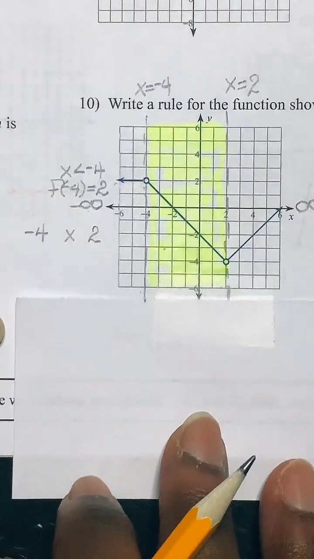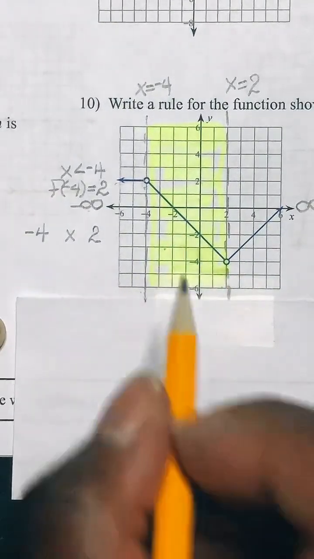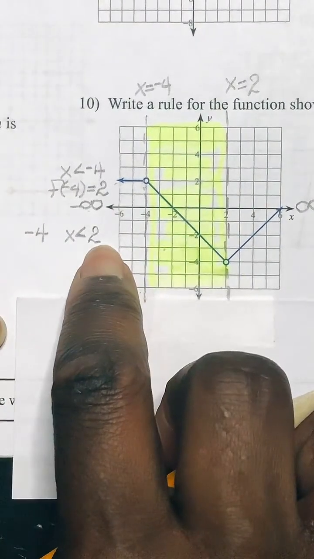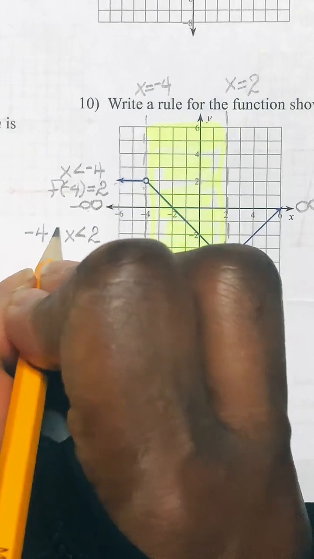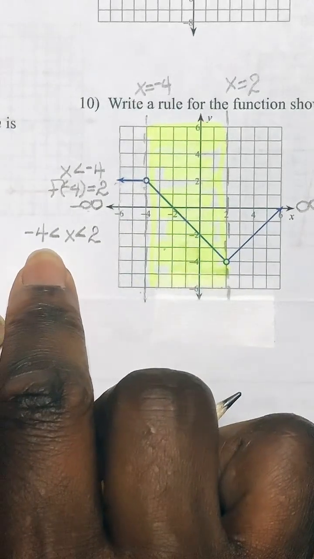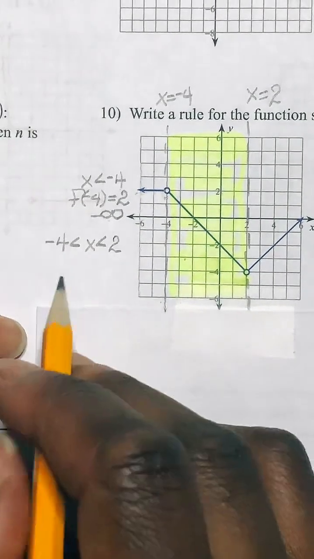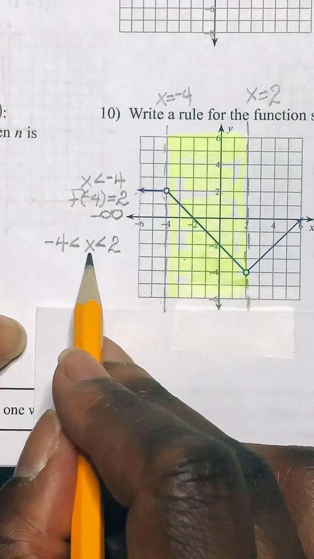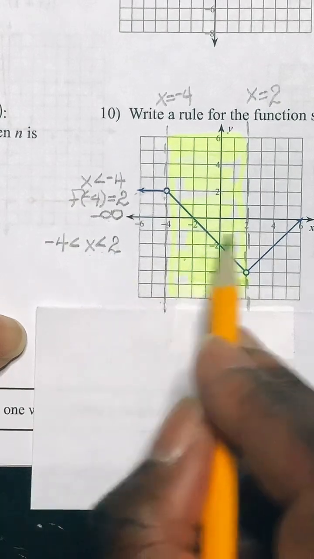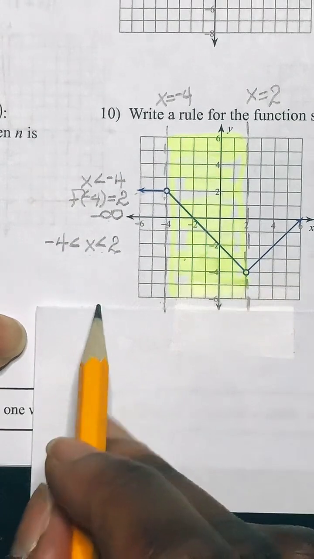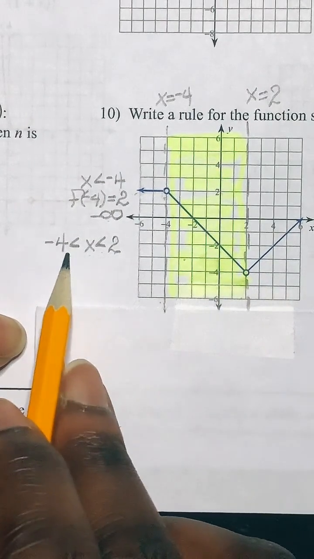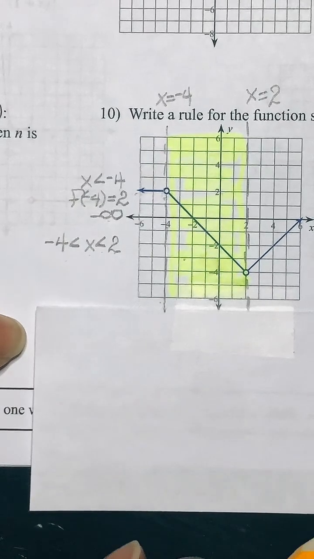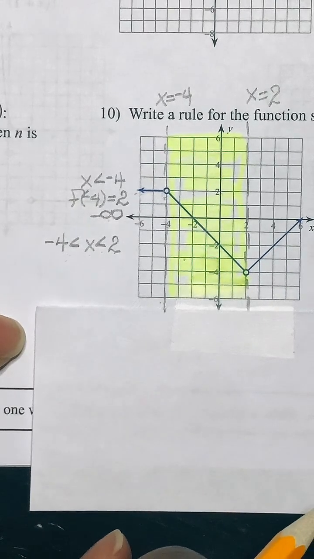So I'm saying that this graph is going to be between 2 as the highest and -4 as my lowest. So -4 is less than x, and x is less than 2. Here's the secret: your inequalities always go in the same direction. Just a little helpful hint. Okay.